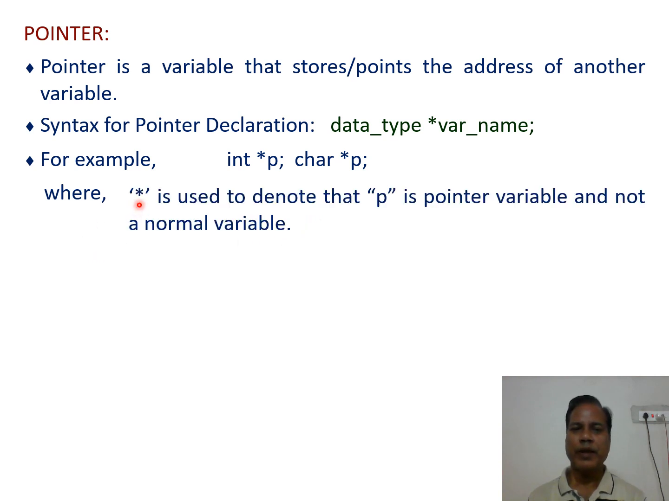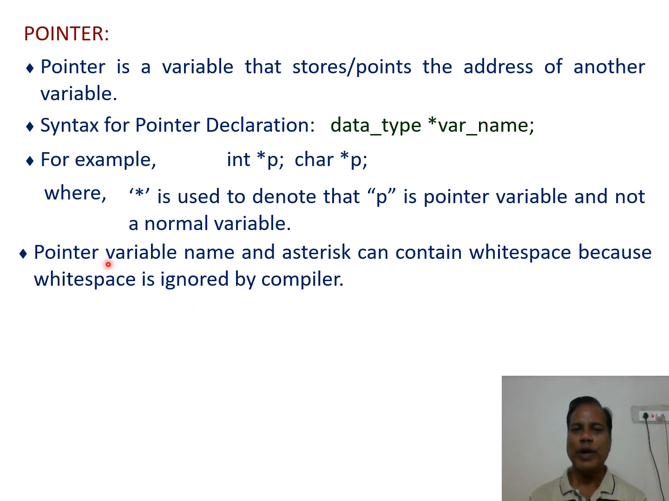where the asterisk is used to denote that p is a pointer variable and not a normal variable, because in the case of a normal variable we don't write the asterisk. Between the pointer variable name and the asterisk we can put white space, because white space is ignored by the compiler.